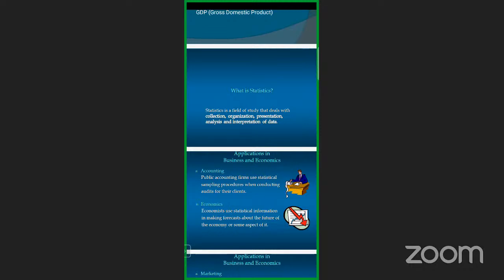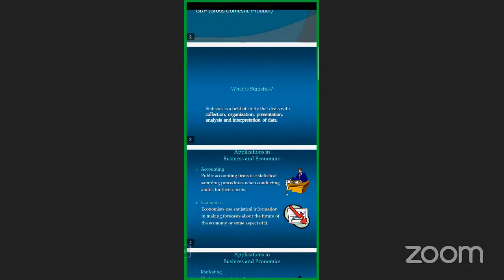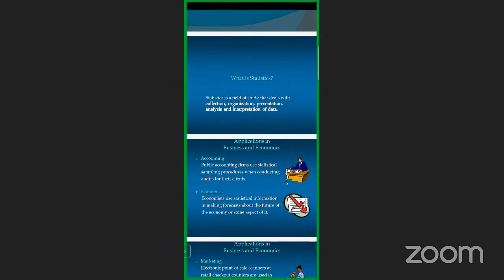In most situations it is useful in every field, we can say, like an application in business and economics. If you see the next slide, in accounting, public accounting firms use statistical sampling procedures when conducting audits for their clients. Similarly, economists use statistical information in making forecasts about the future of the economy or some aspects of it. So like every field, it is required, it is necessary.